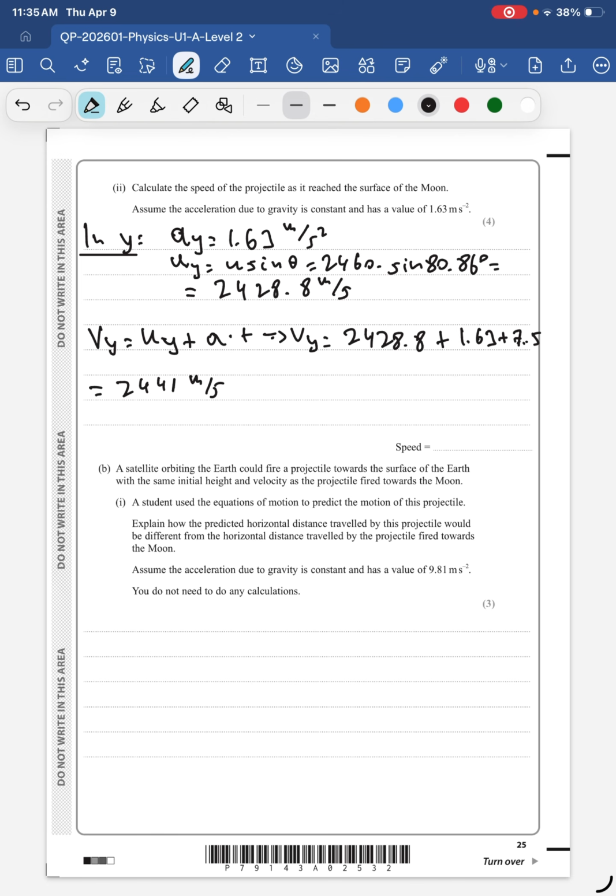Yeah, that's the speed in the y direction. And if you want to find the magnitude of the speed in total, you can use Pythagoras. So v is the square root of vx squared plus vy squared.